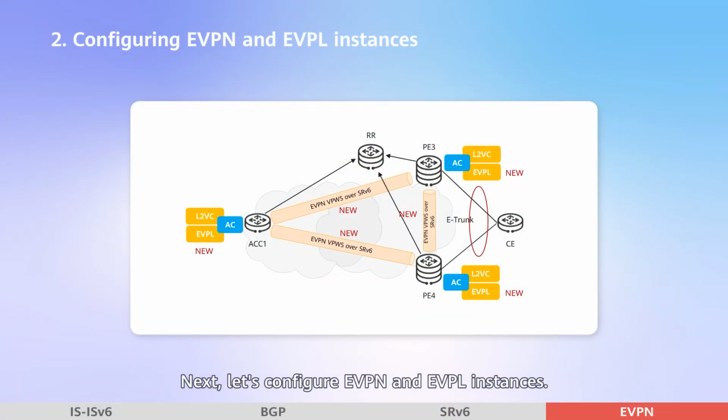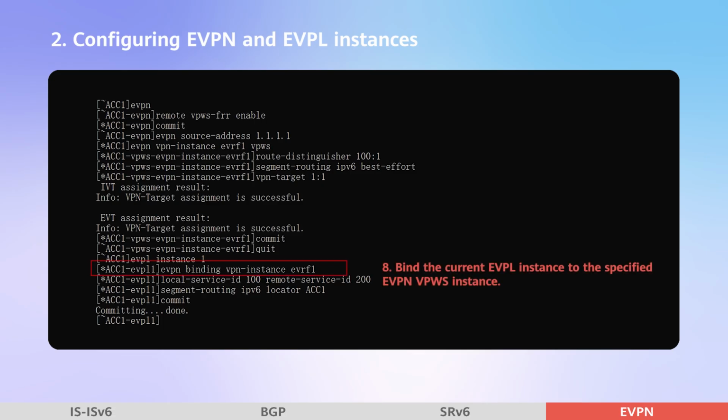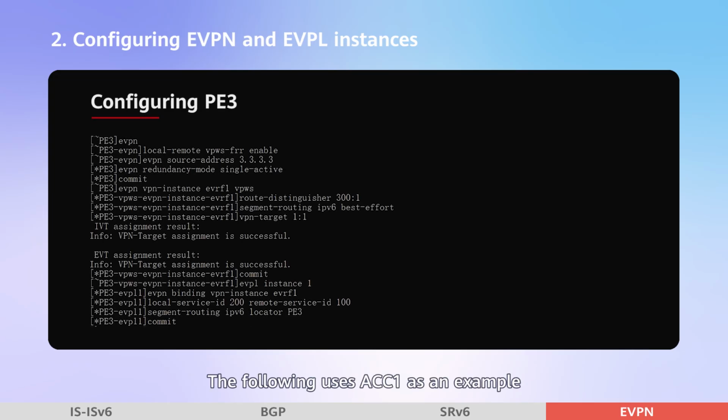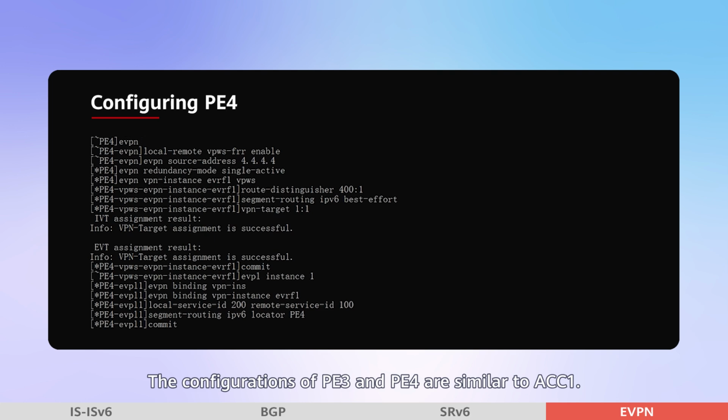Next, let's configure EVPN and EVPL instances. The basic steps are as follows. The following uses ACC1 as an example to describe how to configure EVPN and EVPL instances. The configurations of P3 and P4 are similar to ACC1.